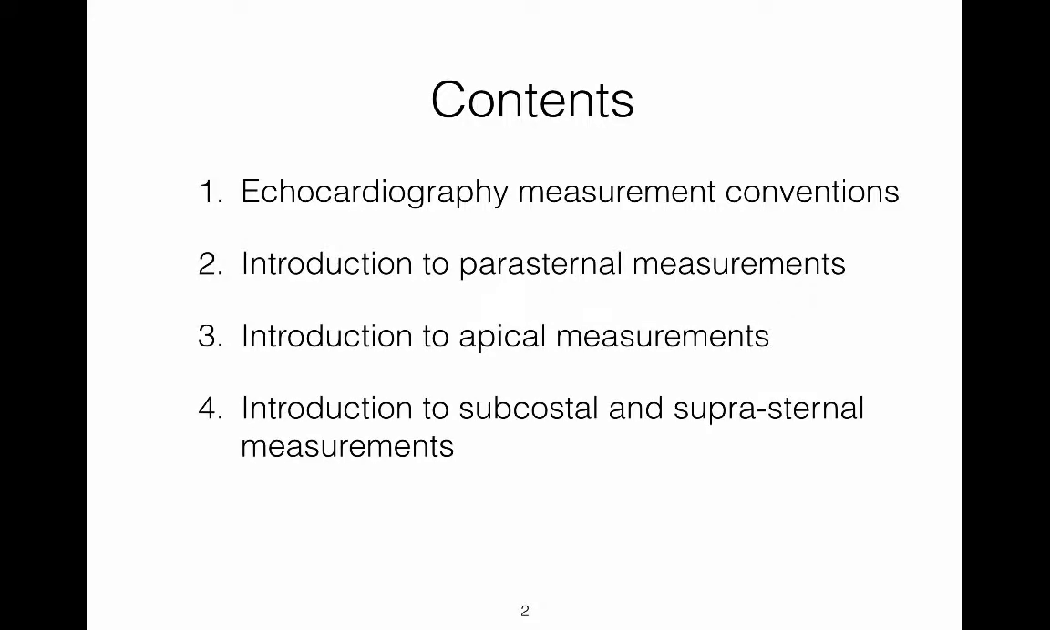The contents of this lecture are: 1. Echocardiography measurement conventions. 2. Introduction to parasternal measurements. 3. Introduction to apical measurements. And 4. Introduction to subcostal and suprasternal measurements.